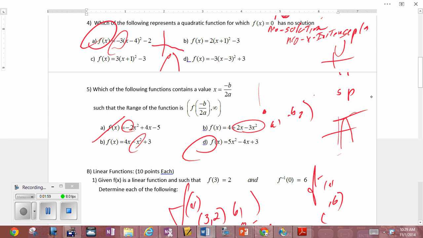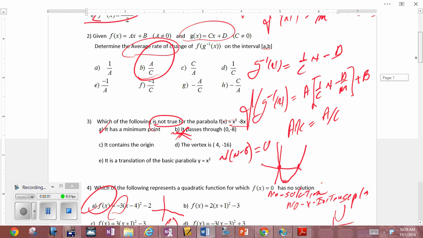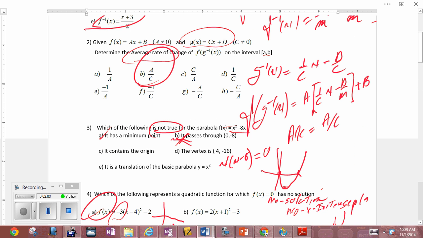Okay, so looking at that, we say, what's the composition of f of g inverse? Well, we go to f and we replace the x with this expression, 1 over c times x minus d over c. Here again we're going to change that c, but it doesn't really matter, because when you put that in, the new coefficient of x is going to be a over c, which is going to be our average rate of change.